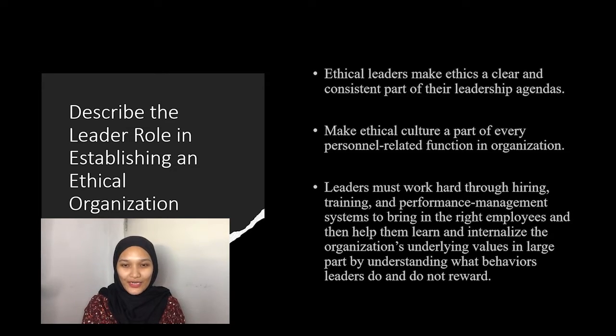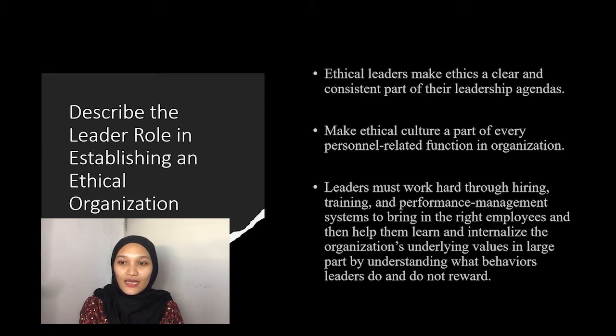Lastly, to describe the leader's role in establishing an ethical organization: ethical leaders make ethics a clear and consistent part of their leadership agenda, set standards, model appropriate behavior, and hold everyone accountable. They are honest, especially when the truth is difficult to share. They make ethical culture a part of every personnel-related function in the organization.